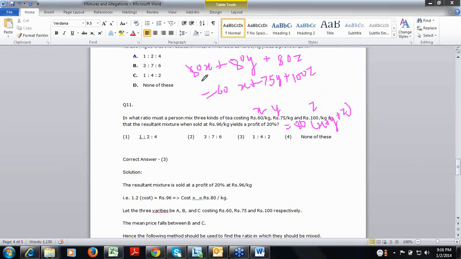Now solve this equation. What you will get? 4 into Z minus X is equal to Y. Now put in the values. Only this will satisfy: Z minus X, 2 minus 1, into 4, which is equal to Y, 4. So we'll go ahead and mark option number 3.